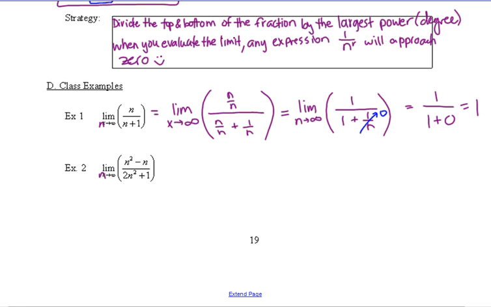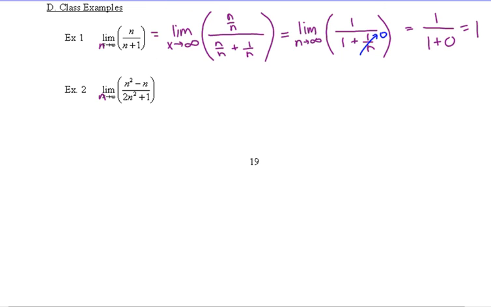Don't worry, we'll figure out a shortcut in a little bit. Let's do one more, and then we'll talk about the shortcut. So what's the highest degree here? n squared. So we're going to divide everybody by n squared, and simplify it.